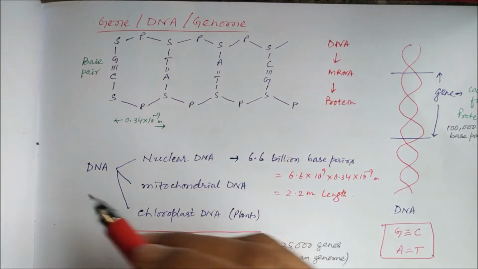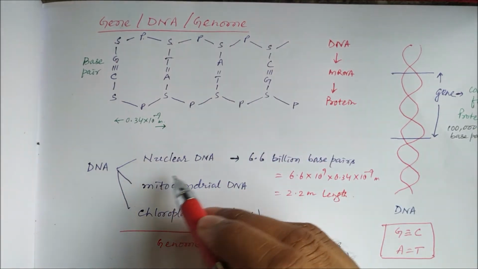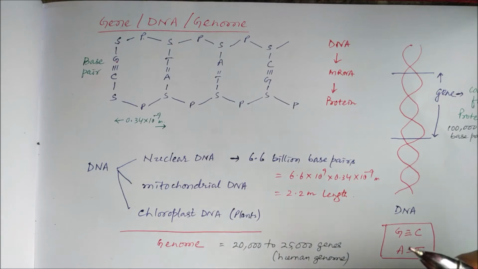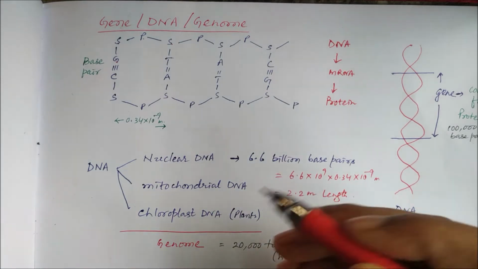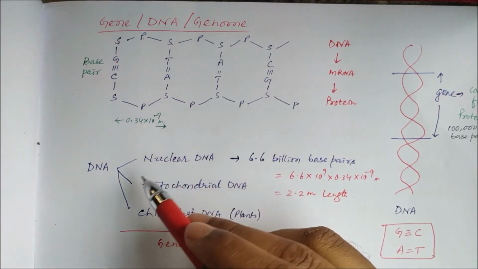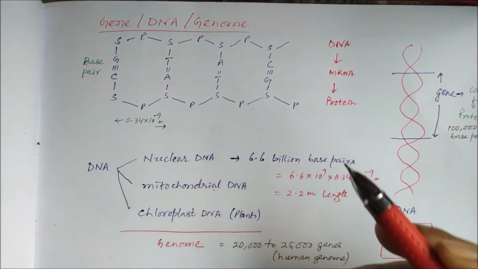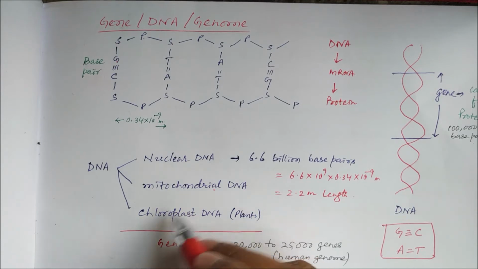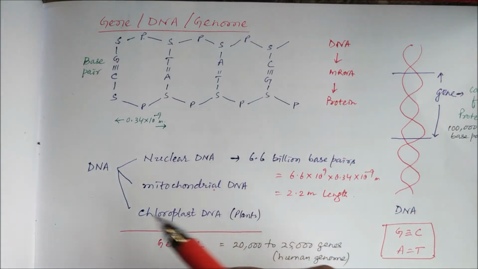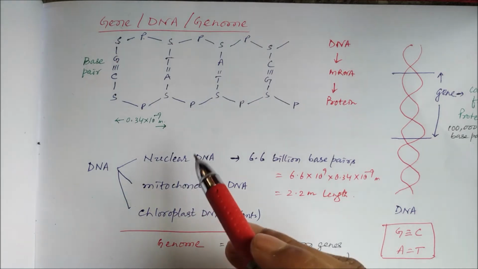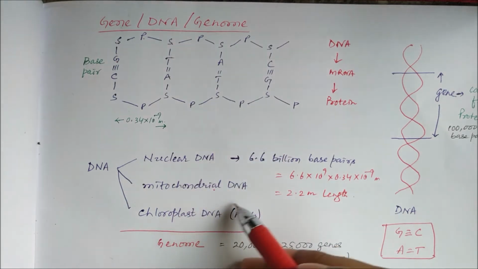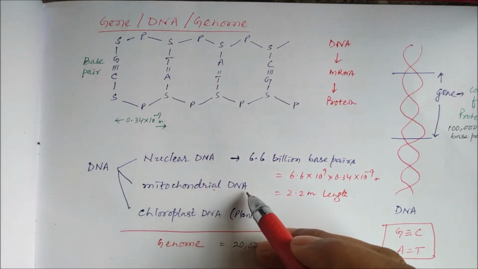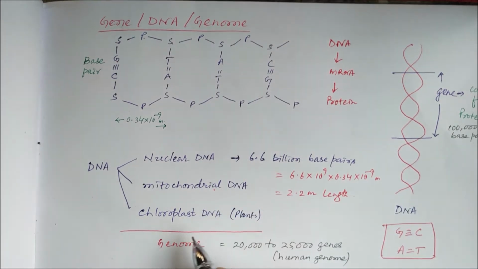If you see this DNA in our cell, it is present in the nucleus. DNA is also present in mitochondria. So in animals, in human beings, we have nuclear DNA and mitochondrial DNA. In plants and green algae, there can be further chloroplast DNA also. So when we say genome, that means nuclear DNA, mitochondrial DNA, chloroplast DNA. In our case, we will say genome means nuclear DNA and mitochondrial DNA, because we don't have chloroplast DNA.